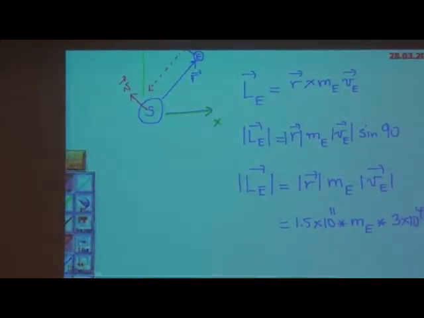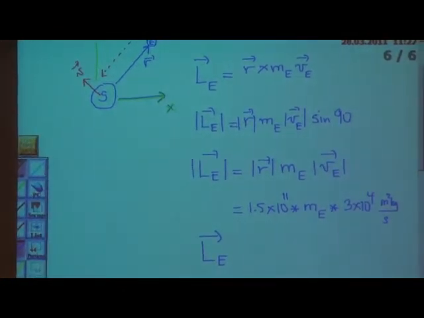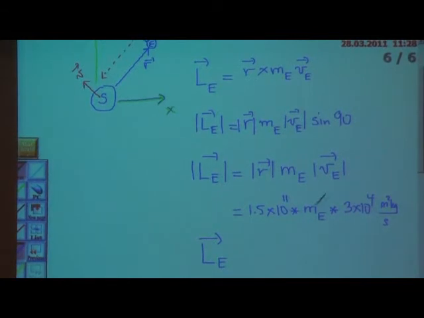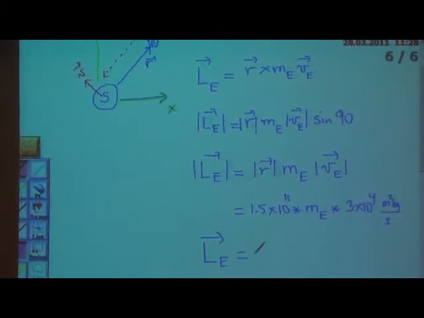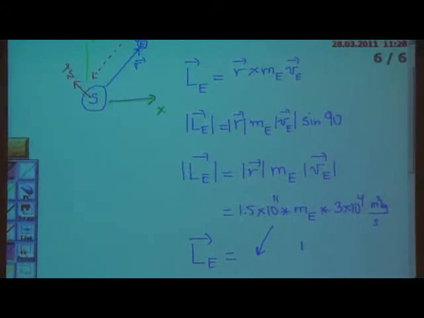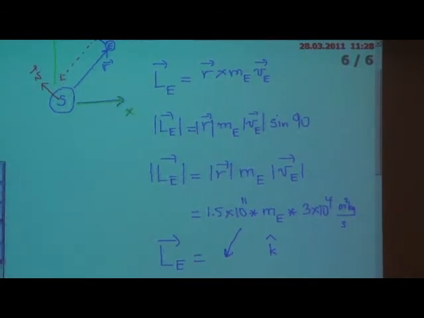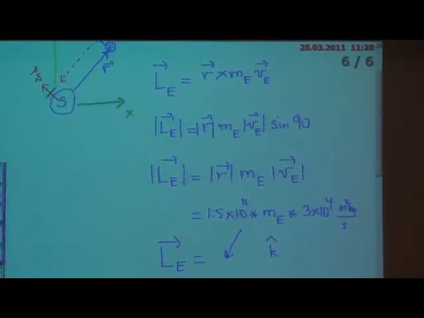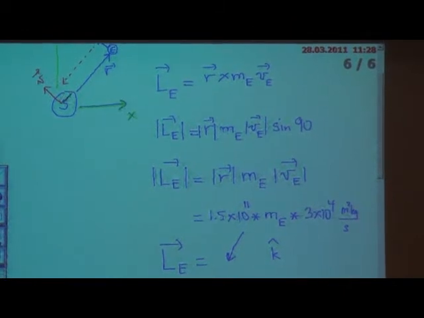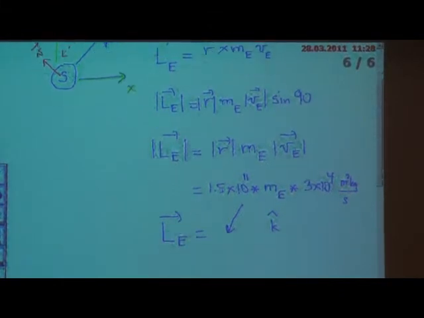So the angular momentum of the Earth, not only the magnitude, is this whole thing, I don't want to write it again, in the direction of positive z. If this is x, this is y, the positive direction pointing out of the page is going to be the z direction.